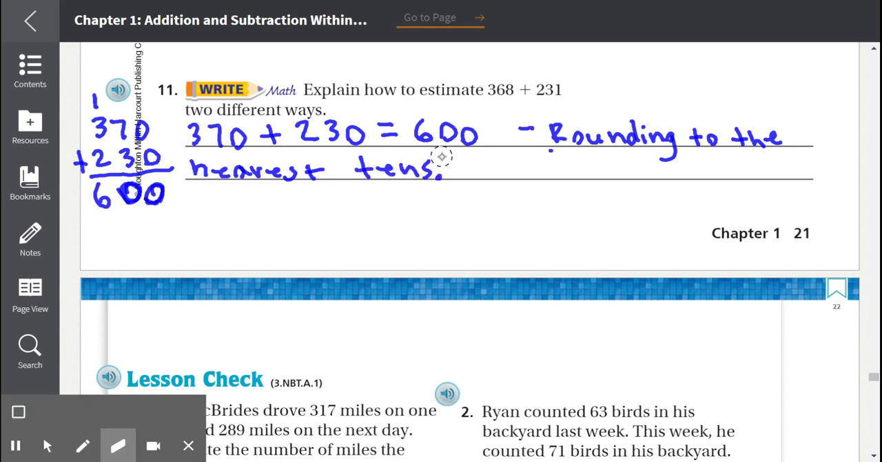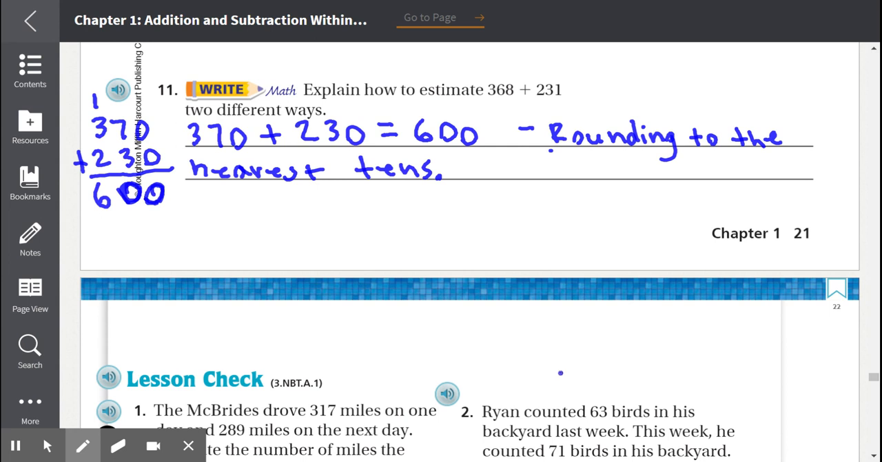Now let's round to the nearest hundreds. To the nearest hundred. So we have 368. We're going to, because they asked for two different ways. Now at 368, we can round it to the nearest hundreds by finding the nearest hundreds. So 368 would be between 300 and 400. Now, which one is it closer to? 368 is closer to 400.